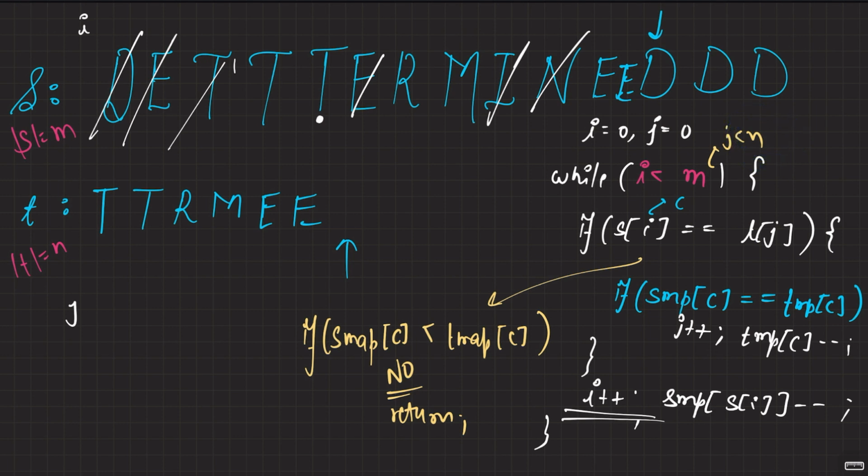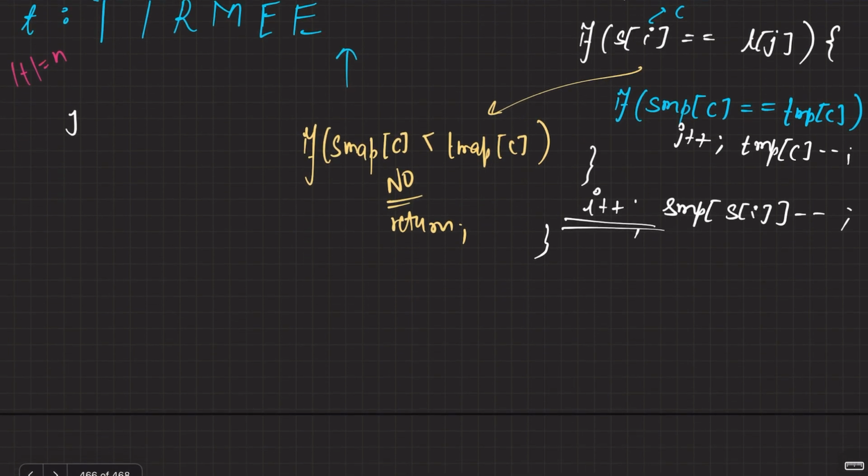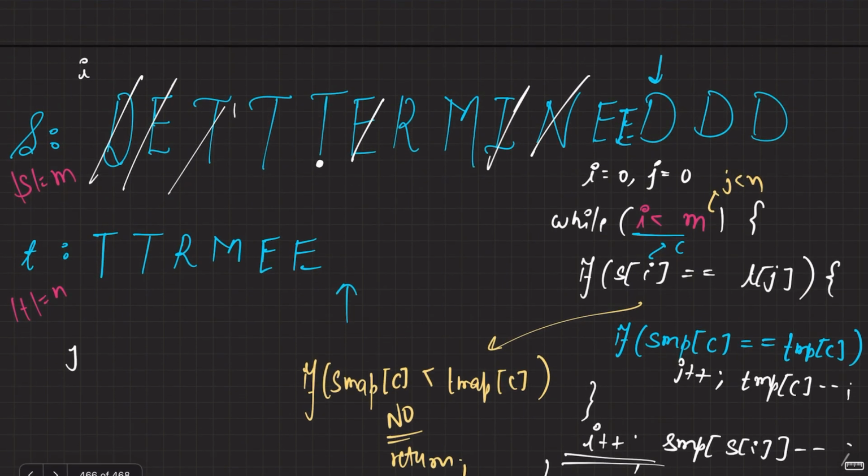So this loop will exit, and in the end, you just need to check one thing. See, what can happen is either I can reach the end or j can reach the end. This loop will exit in both of the cases.